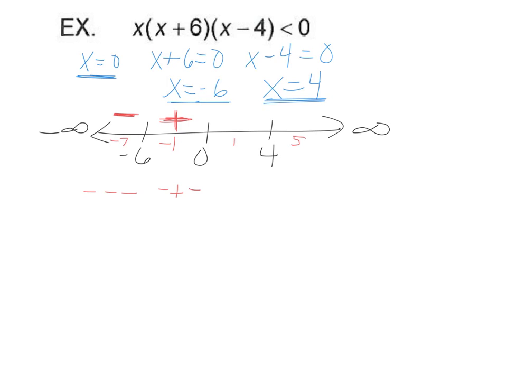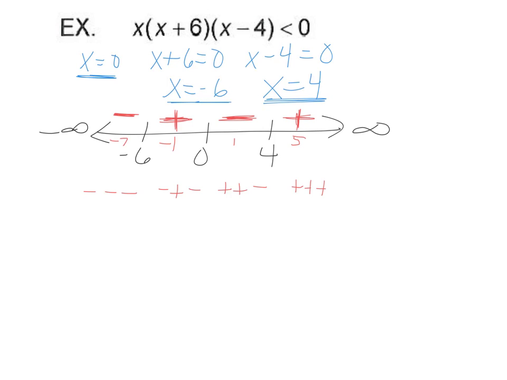Moving to the next test number, positive 1, in for that first x, that's positive. 1 plus 6 is positive. 1 minus 4 is negative. Positive times a negative is negative. And finally, plugging in the 5 for all of the x's gives me a positive, positive, positive. So it's positive.